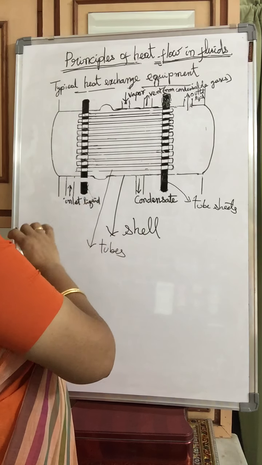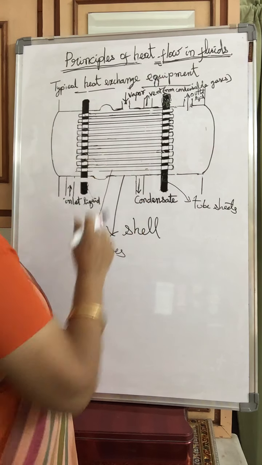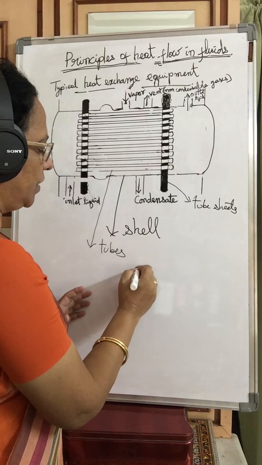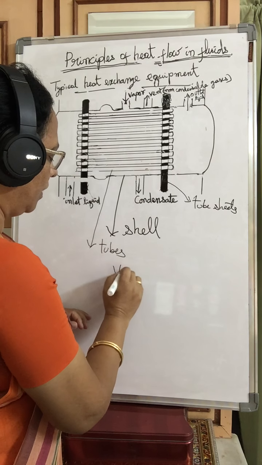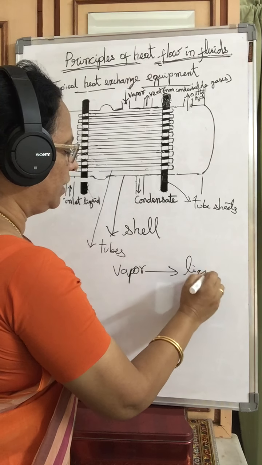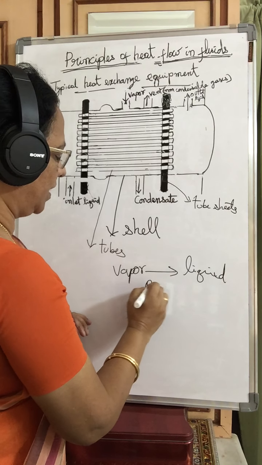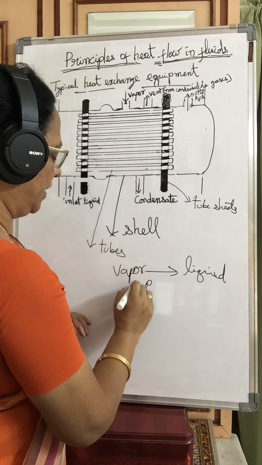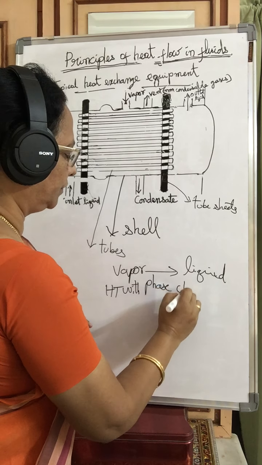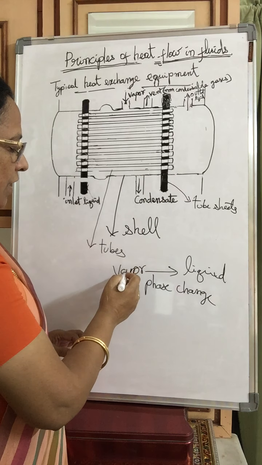And another point, here you can see one opening. This opening is for vapor. This is a condenser which is used to condense vapor. We are going to convert vapor to liquid with a phase change here. Heat transfer with phase change. This diagram is for condensing vapor.